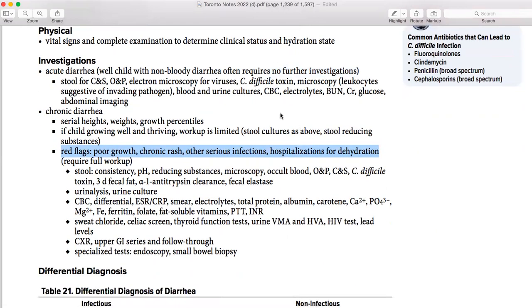Now coming to the stool, what tests you are going to do. This is a full workup that is written here: stool, urine analysis, and then CBC, differential, ESR, C-reactive protein, smear, electrolytes, total protein, albumin, creatinine. So you have to see all of these. Sweat chloride, Wilson, celiac disease, thyroid, all of these can present with diarrhea. So you have to eventually rule out everything if it's presenting with chronic diarrhea.